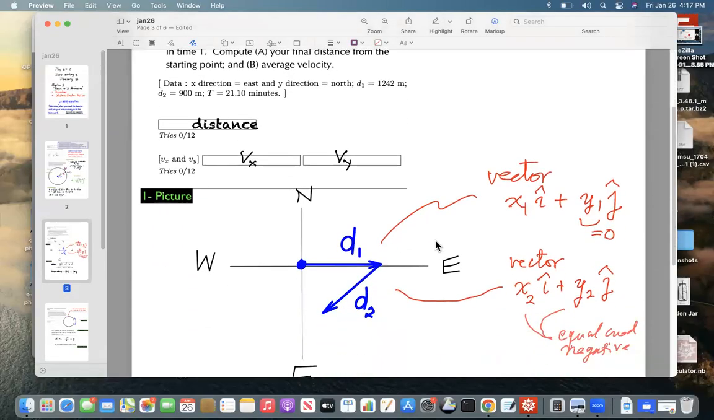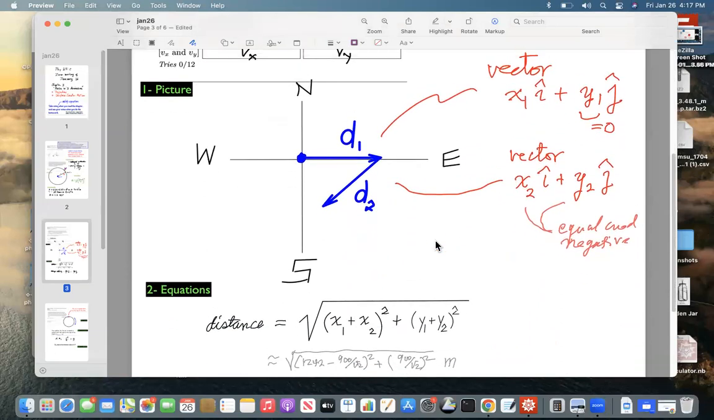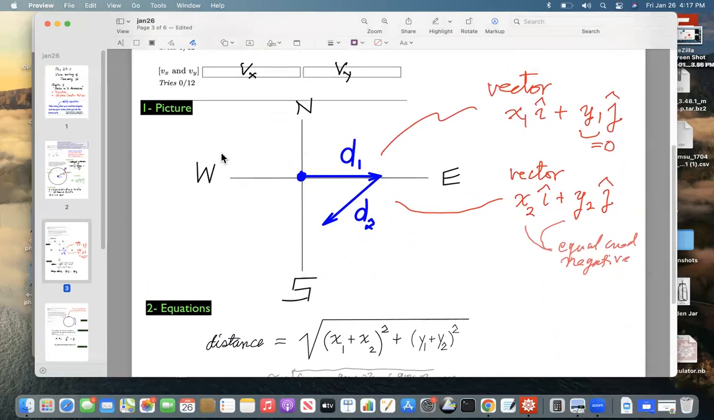So let's start by drawing the picture. Here's the picture. We have your initial point. You walk a distance d1 to the east. Then you walk a distance d2 to the southwest. So imagine this is a map, north, south, east, west. Your first displacement is distance d1 in the direction of east. Your second displacement is d2 in the direction of southwest.